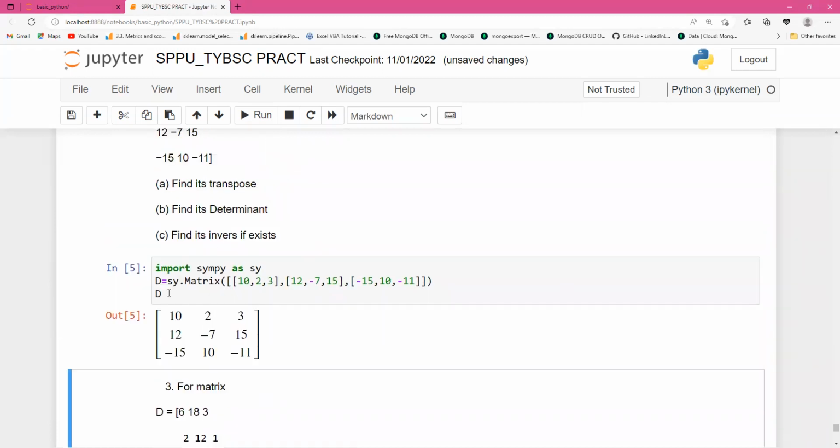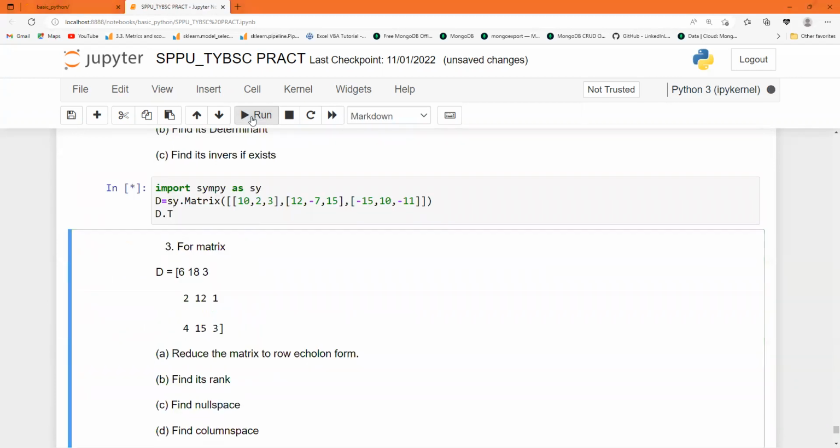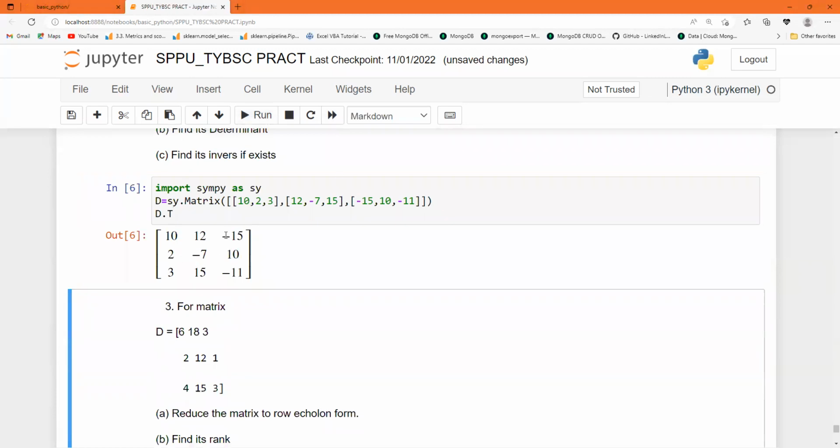Okay, guys, so I don't want the matrix D. What do I want, guys? I want the transpose of the matrix. So I will use D dot T, D dot capital T. That means the transpose. So I will get the transpose of the matrix. Okay, so this is the transpose. That means the first row becomes the first column. See, 10, 2, 3 is the first row, and now here 10, 2, 3 is the first column.